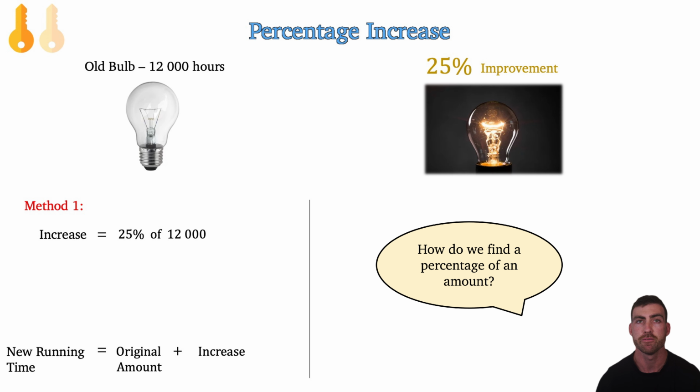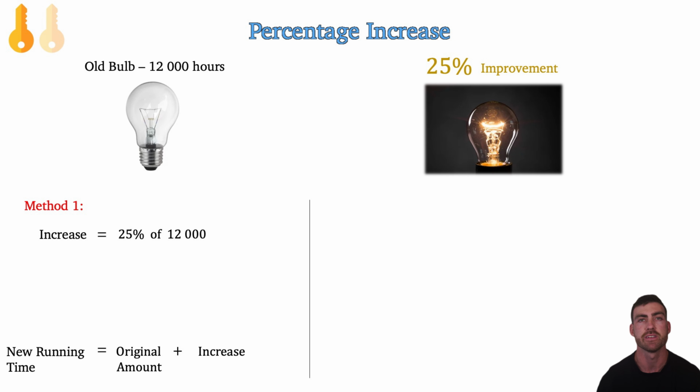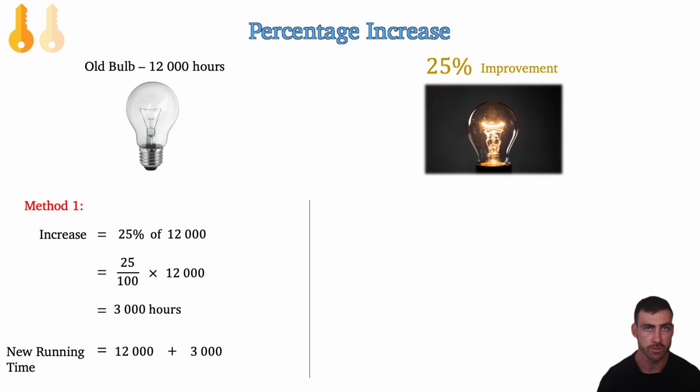Do you remember how to find a percentage of an amount? We rewrite 25% as a fraction, 25 over 100. And the word "of" means multiply. So now we calculate 25 over 100 times 12,000. Using a calculator or using equivalent fractions, we get 3,000 hours. Now remember, this is an increase question. So we add it to the original time. 12,000 plus 3,000, we get 15,000. So the new light bulb lasts for 15,000 hours.